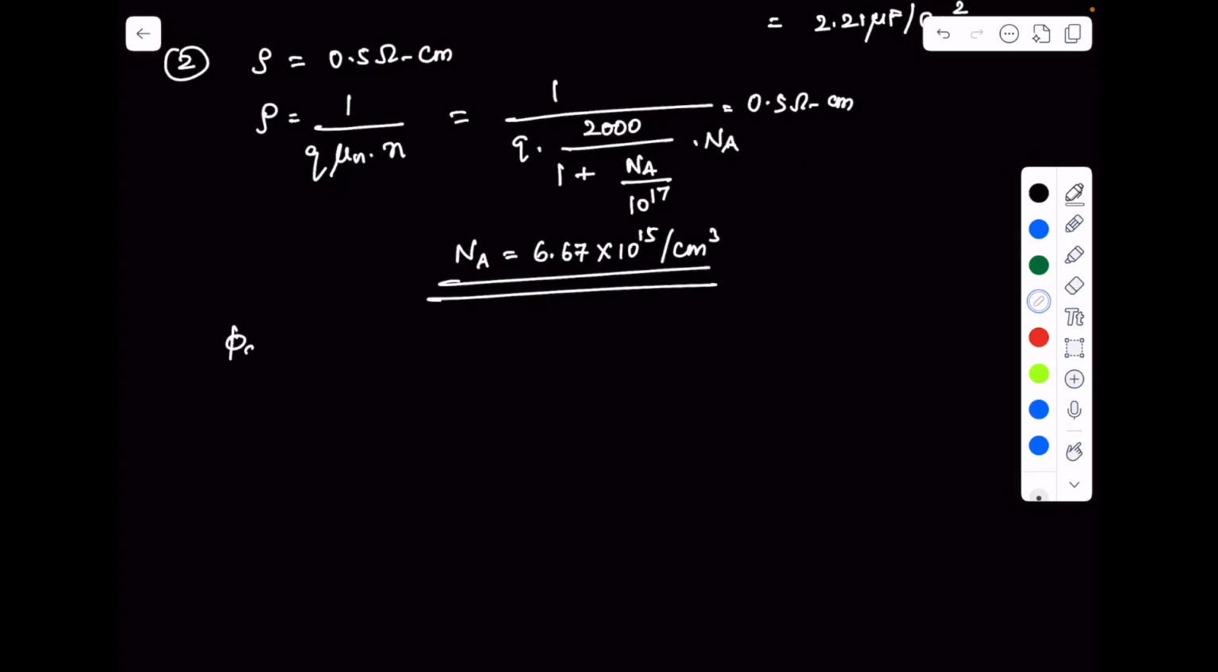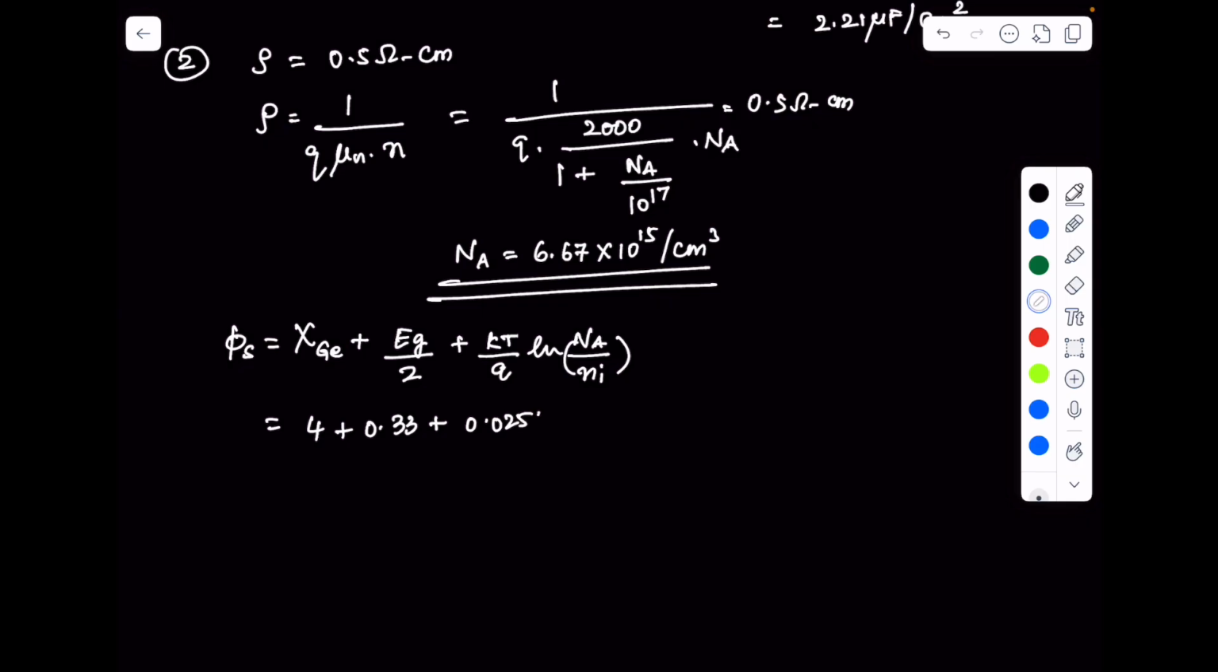To find phi s, it is the electron affinity of germanium plus Eg by 2, which takes me down to Ei, plus Kt by Q ln of Na by Ni. Remember, this is p-type germanium, so I'm going below the intrinsic level, and so this is going to be 4 plus 0.33 plus 0.0259 ln of 6.67 into 10 power 15 divided by 2 into 10 power 13, which is 4.48 electron volts. So that is the phi s of the system.